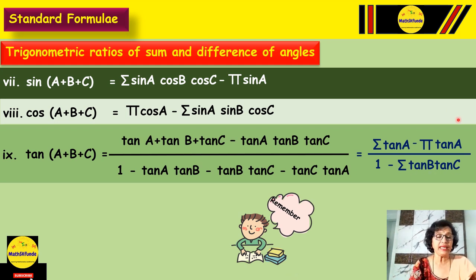Now you know product tan A, that would be tan A, tan B, tan C, and this sigma tan A means tan A plus tan B plus tan C, that you know now. Okay, so I have written here tan (A plus B plus C), cos (A plus B plus C), and sin (A plus B plus C).